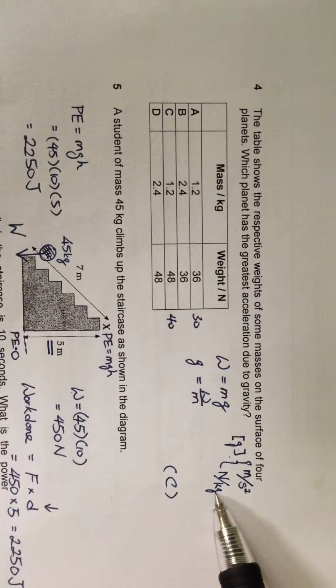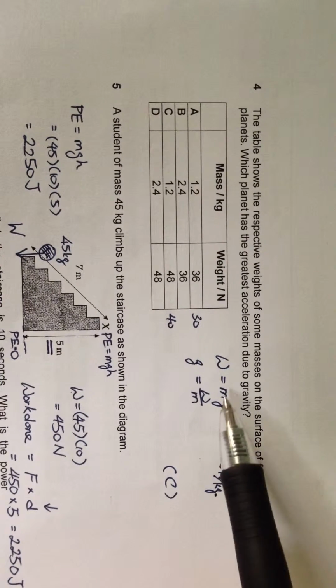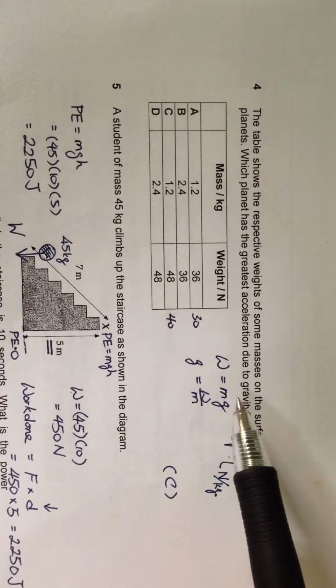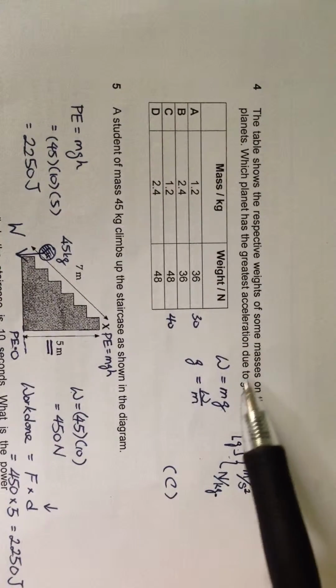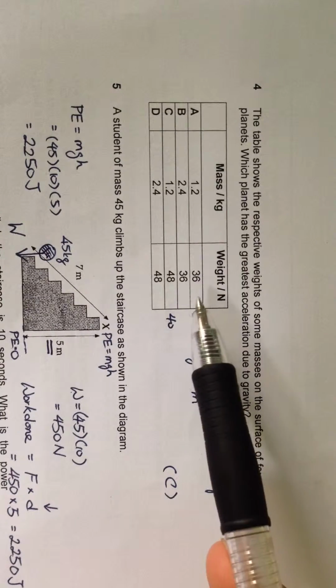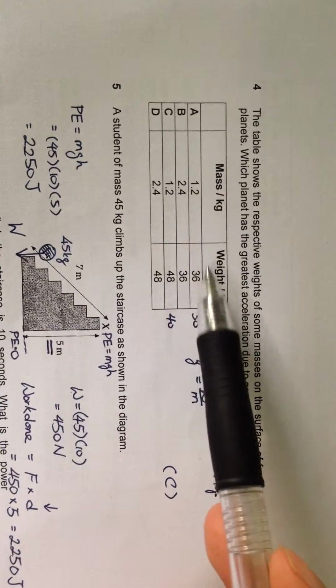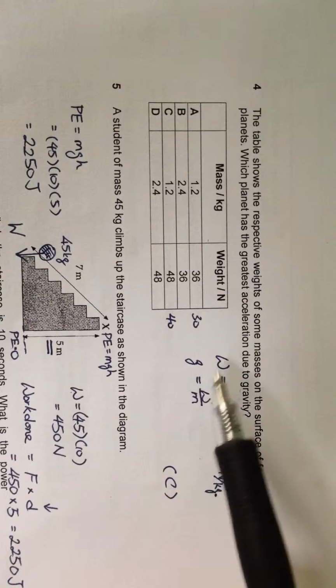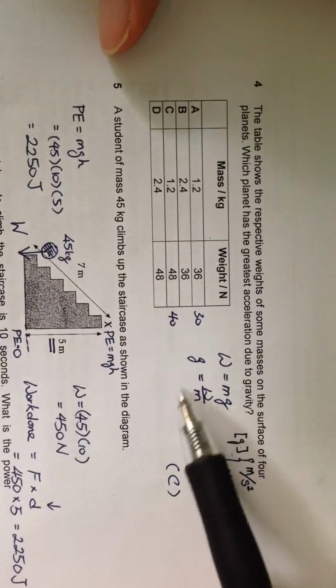Okay, so to find out which planet has the greatest acceleration due to gravity, you make g the subject, and then you substitute this pair of values into the equation. You will realize that option C will have the greatest gravitational acceleration.